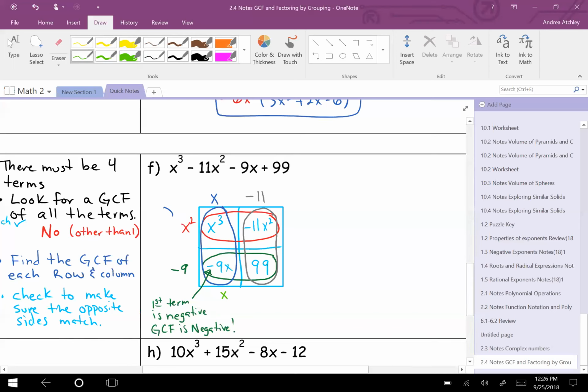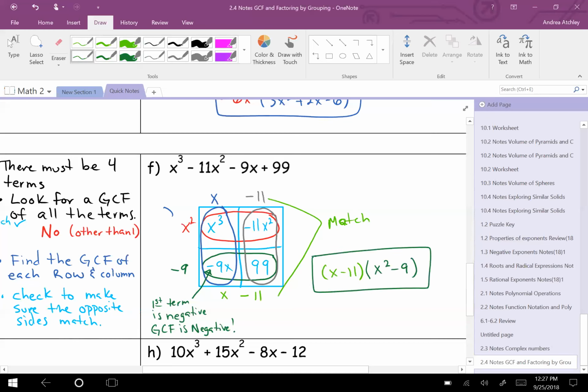Okay, and then 99 divided by negative 9 should give me the negative 11. Okay, and again, these two match. If I didn't pull out a negative, then those wouldn't match and they wouldn't be factored correctly. I'd be missing a negative along the way. So my factors are the x minus 11 and then the x squared minus 9. Those are the length of the sides. Any questions over that? Doing okay? Okay, next one.